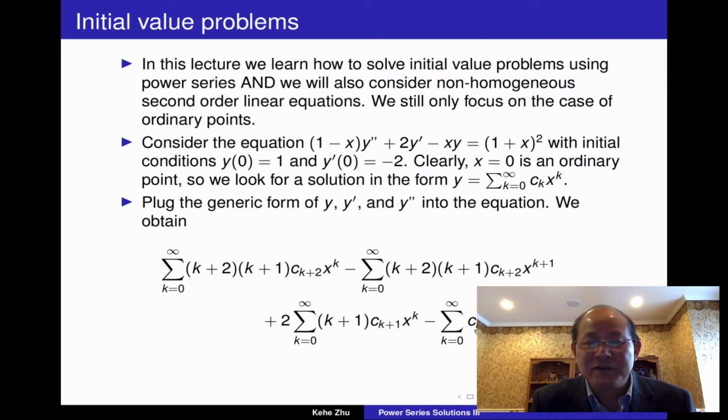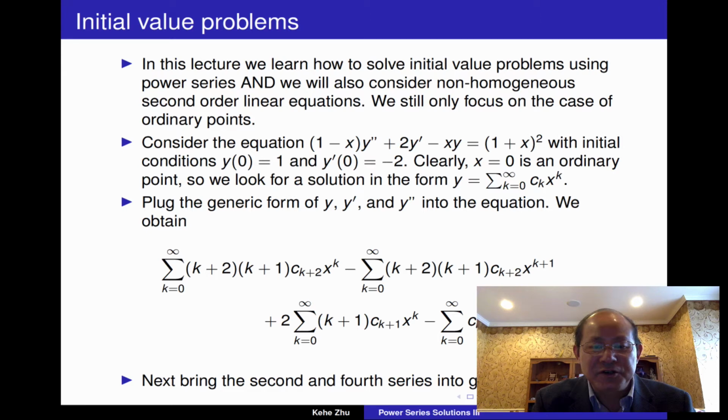So you plug everything into the equation, and you get 4 terms. It is the 1 times y double prime, that's 1 term, and then the x y double prime, that's the second term. 2y prime is the third term, and then xy is the fourth term. All right, you plug those into the equation, and then you get 4 terms like this. You get 4 power series.